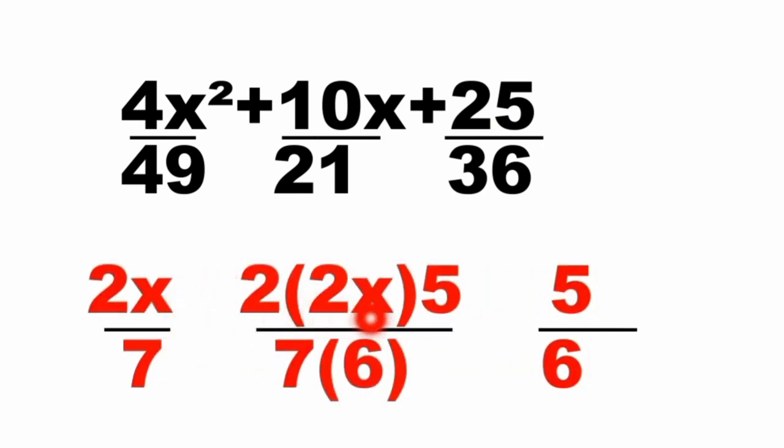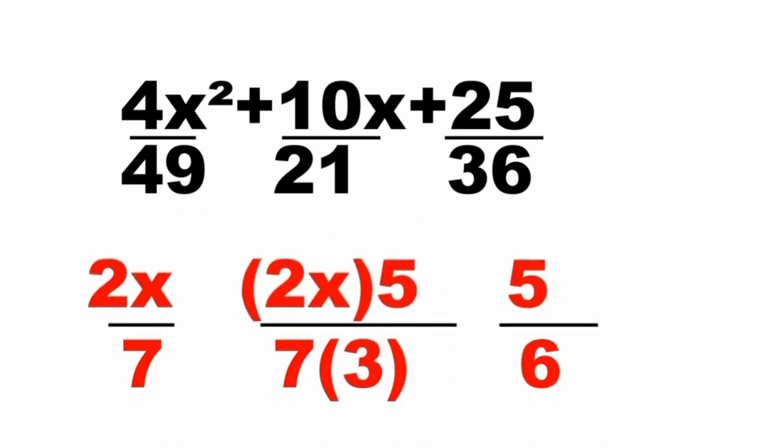So twice the product, we have 2 times 2x times 5 over the denominator, 7 times 6. But we can factor 6 as 3 times 2, and we have a 2 in the numerator and a 2 in the denominator, which cancel out as 1. So the middle term is just 2x times 5 over 7 times 3. So 2x times 5 is 10x, and 7 times 3 is 21.